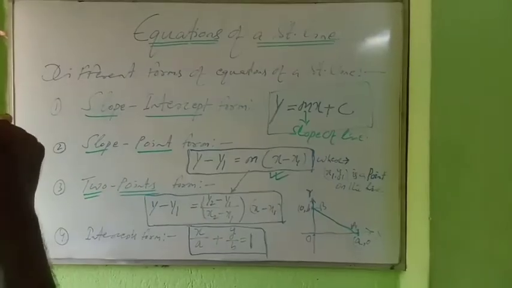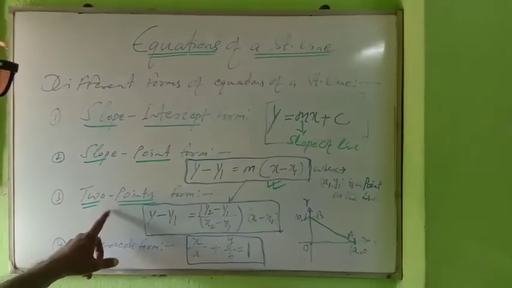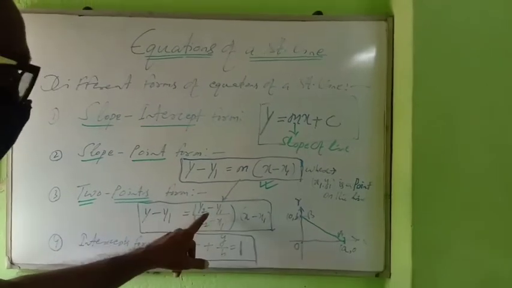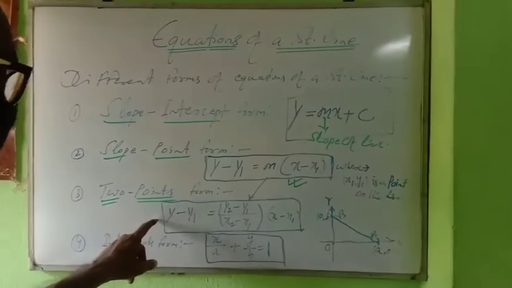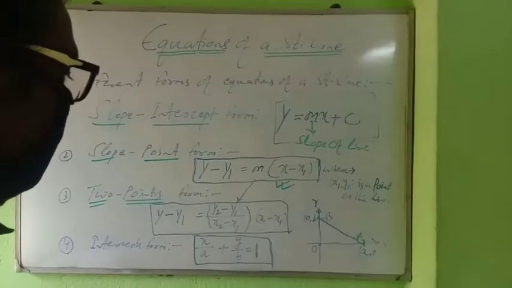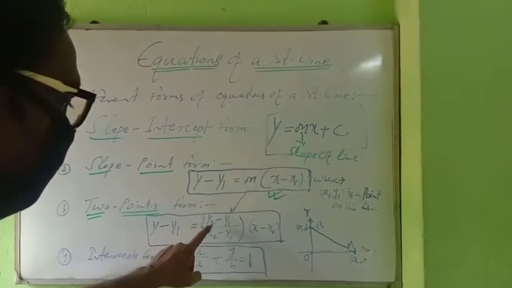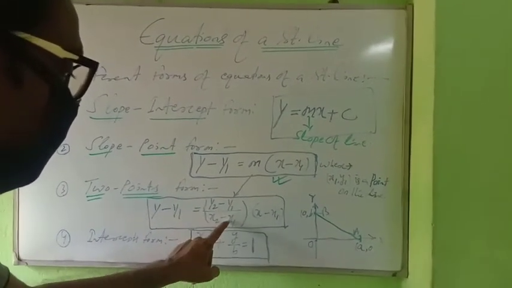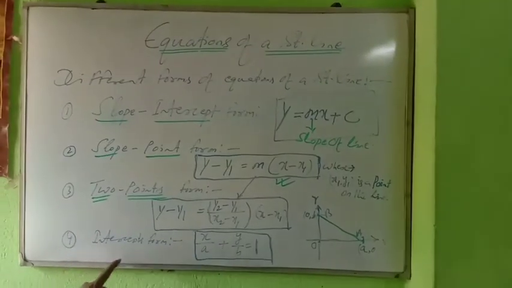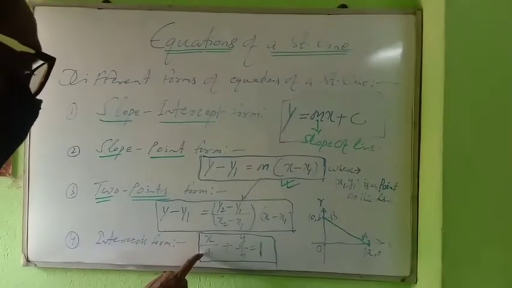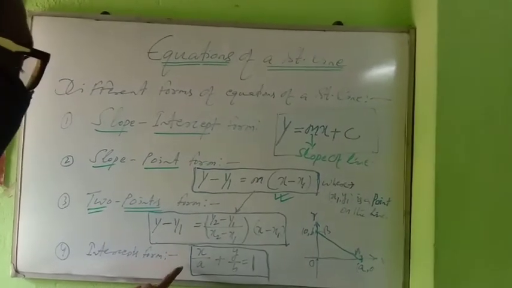Number 3, next we go to 2-point form. If 2 points on a line are given, in that case you have to find out first of all the slope, that is (y2 minus y1) by (x2 minus x1). If 2 points given on a line, how to find out the equation of a straight line? Using the formula y minus y1 is equal to (y2 minus y1) by (x2 minus x1) whole into (x minus x1). Next come to the intercept form. In this case both intercepts, x intercept as well as y intercept given. Then to find the equation of a line you have to apply this formula.